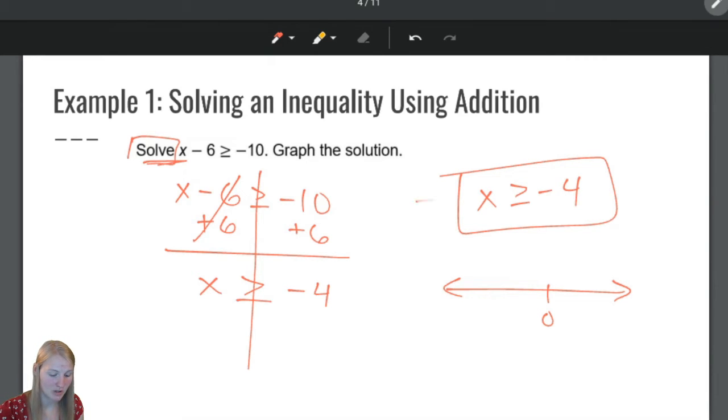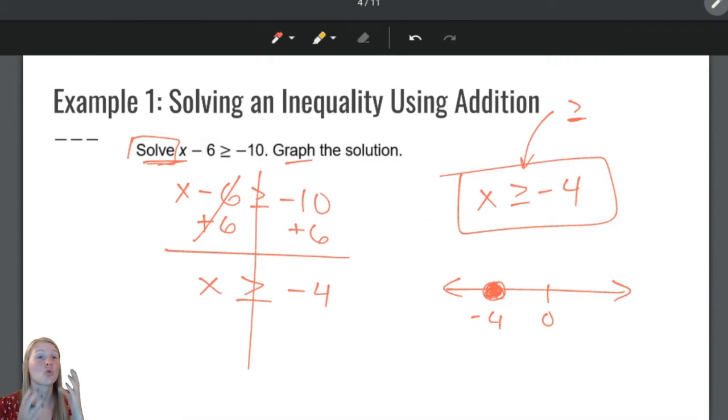And now this looks like something I can graph. What we started with did not look like something I knew how to graph. But this I can graph. Okay, so now let's graph it. The number we care about is negative 4. So let's put that on our number line. We know it needs a circle. Should that circle be open or closed? Well, right here we see that it is greater than or equal to, which means that it needs to be closed.